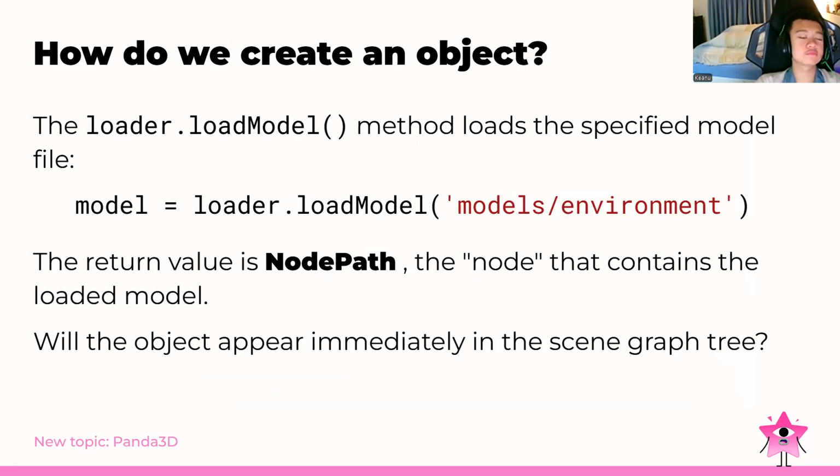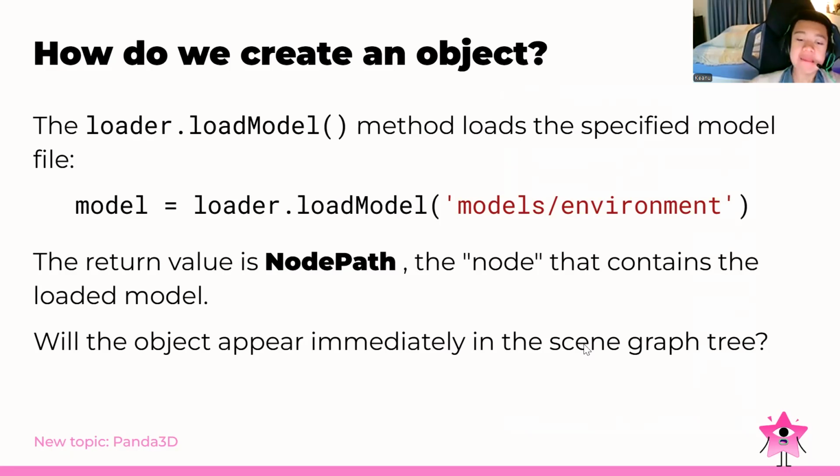Basically just type this, the loader.loadModel method, which loads the specified model file. So we have model equal to loader.loadModel, and we can define it as models/environment. And then the return value is the NodePath, which contains the loaded model. So basically it's the loaded model that we can use.